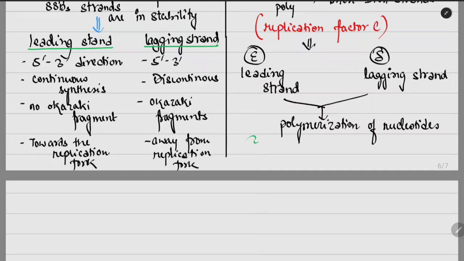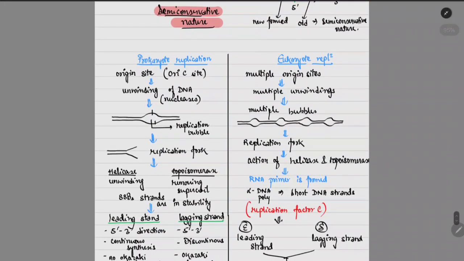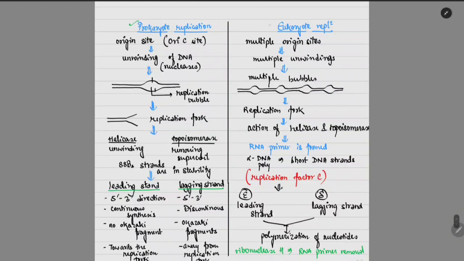So ribonuclease H is present for the RNA primer removal. Okay. And finally, the action of DNA ligase for the attachment of the Okazaki fragments or the leading strand, any replication or repair that is taking place, etc. So these are the main differences between prokaryotic replication and the eukaryotic one. You should remember these points. Hopefully you understood these points.